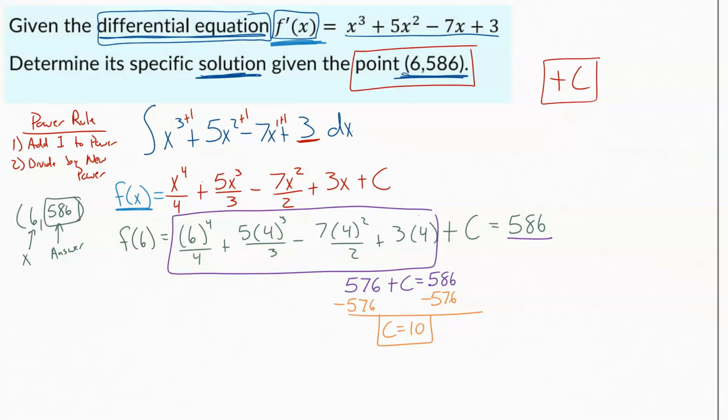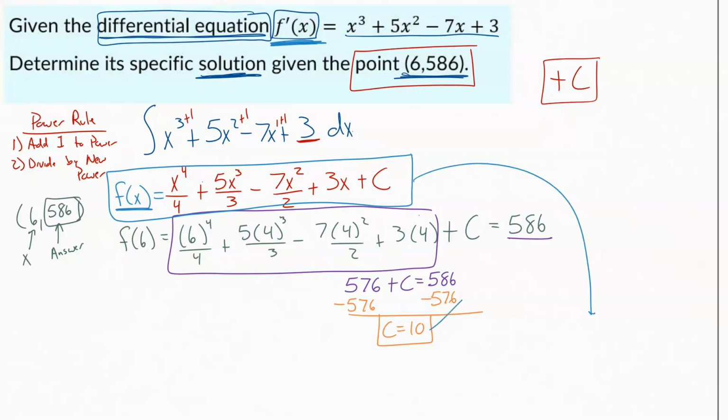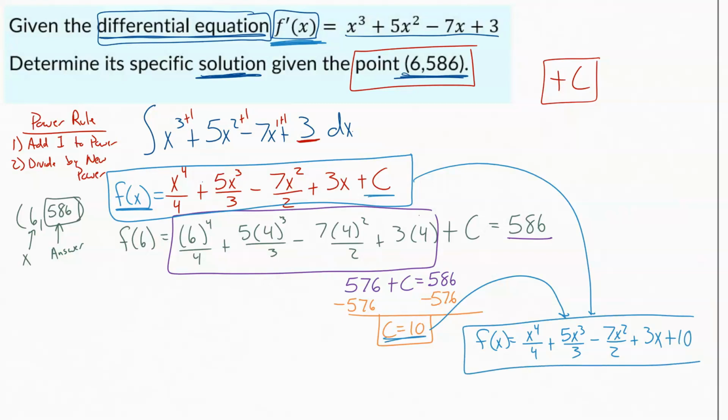So our final answer on this, our specific solution here, you're going to take your general solution and plug your specific c value into it. So our final answer here is going to be f of x equals x to the 4th over 4 plus 5x to the 3rd over 3 minus 7x squared over 2 plus 3x, and then our plus c value is 10, so we put plus 10. This is our specific solution.